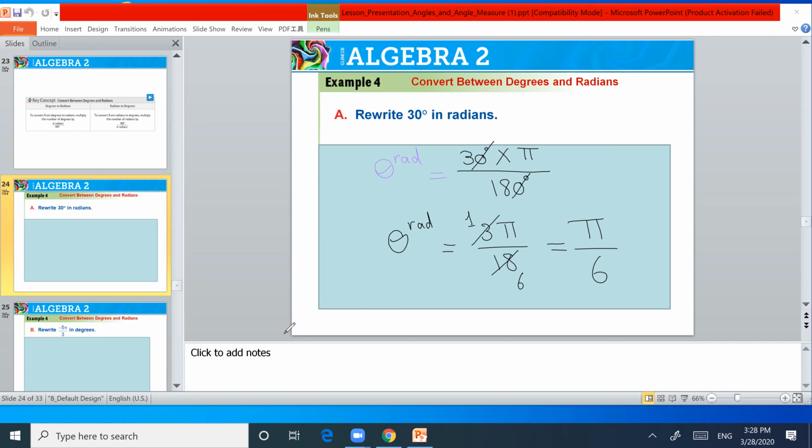So if I need 30 degrees in the form of radian, it will be pi over 6. This is the answer of the first example. Thanks, Hussein. And let's go to another example.